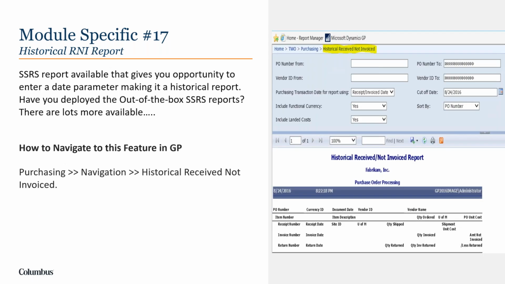Moving right along to another module specific as it relates to purchasing. That's something called our historical R&I, or historical received not invoiced report. This is through SSRS. I'll move over to the application real quick so you can see what that looks like. As a sidebar, there are a lot of SSRS reports that I've encouraged my customers to use, because we get a common request when you're looking at GP out-of-the-box reports: how do I export this out to Excel? SSRS reports can handle that pretty easily. So I'm going to show you how you can navigate to them.